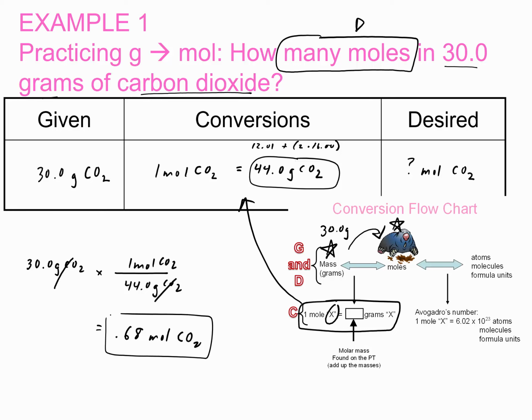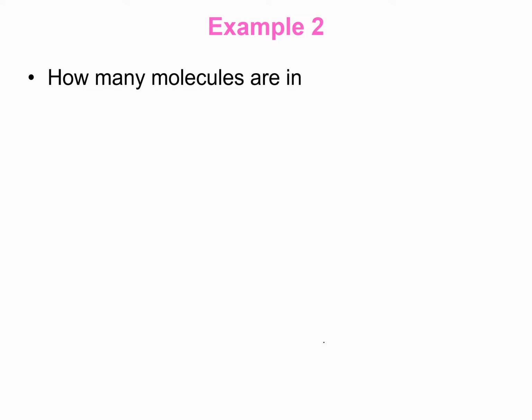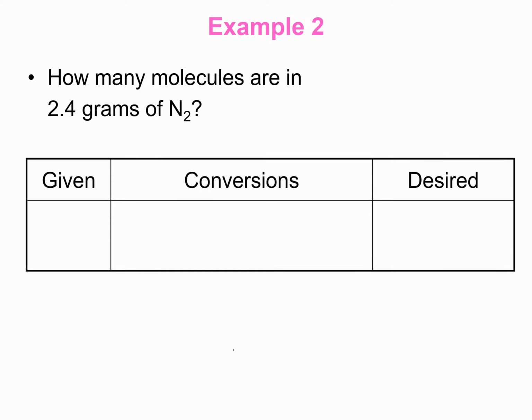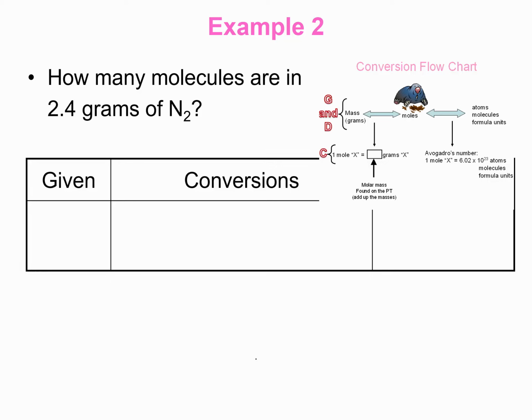Okay, so let's do one more example. Example 2: How many molecules are in 2.4 grams of N2? So here's my trusty flowchart. It covered up my desired here. First things first, let's get our given, our desired, and then we'll figure out where we are on the flowchart. So 2.4 grams of N2, and our desired is how many molecules of N2 is that?